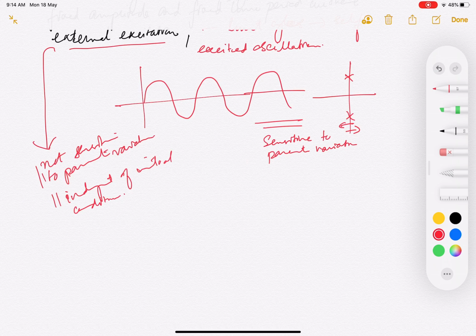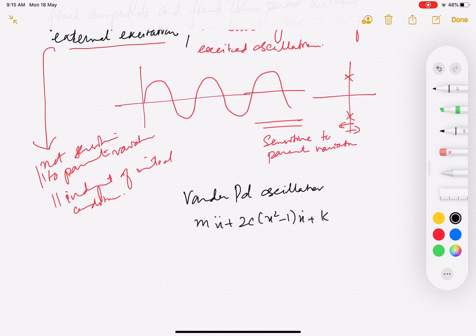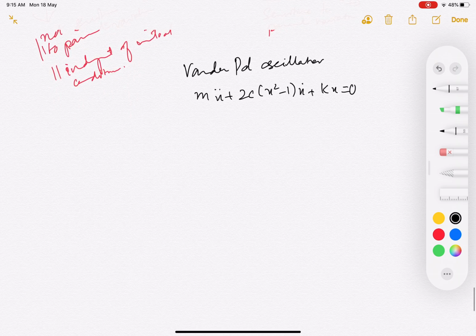So our system is finally going to settle down into an oscillatory behavior. An example of this system is something called a van der Pol oscillator: M x double dot plus 2c (x squared minus 1) x dot plus kx equal to 0. This is a nonlinear equation, not a system, sorry.